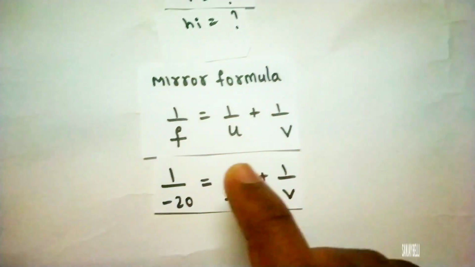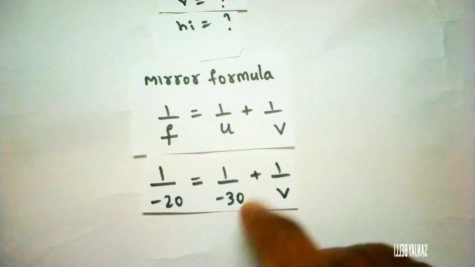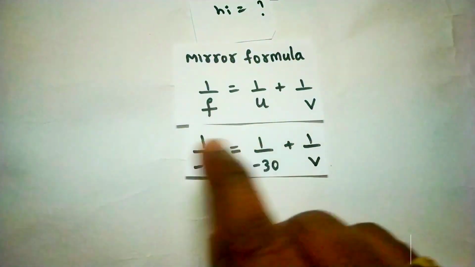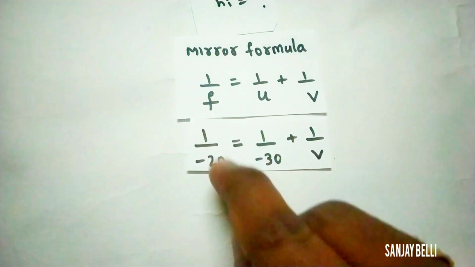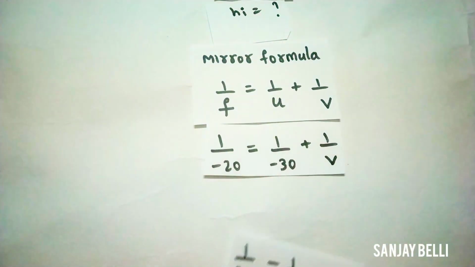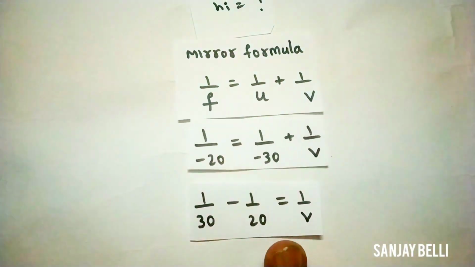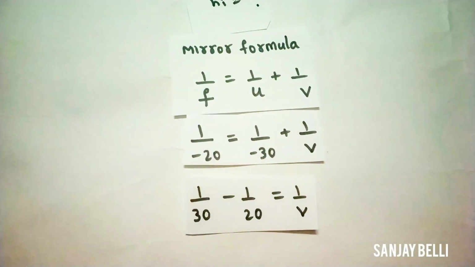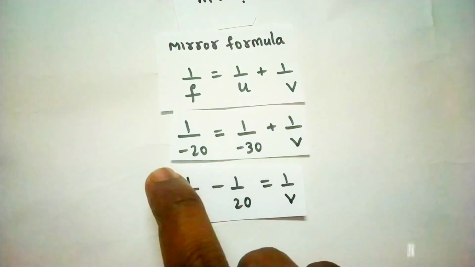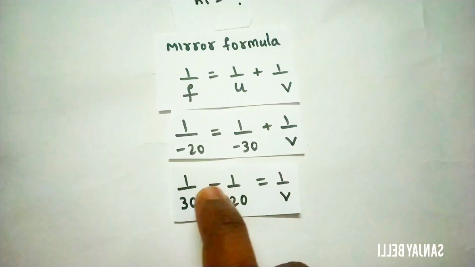Now what we have to do: this 1 by minus 30 you have to shift towards the left side. Once we shift it to the left side, this will become positive. So 1 by 30 minus 1 by 20 equals 1 by v. How did we get this? This 1 by minus 30 shifted to the left side, so it became positive.